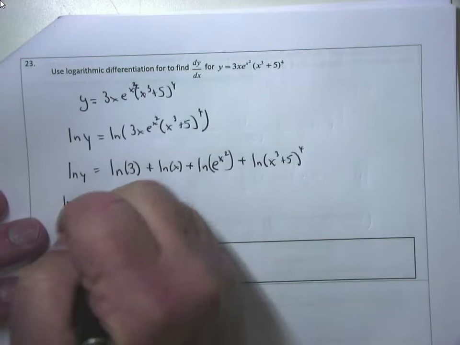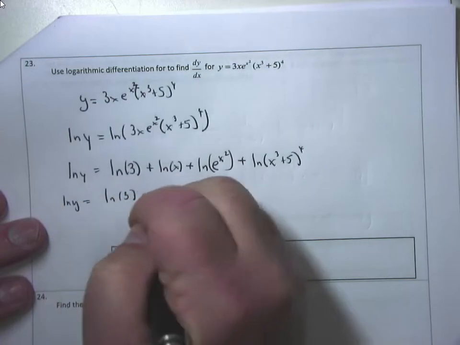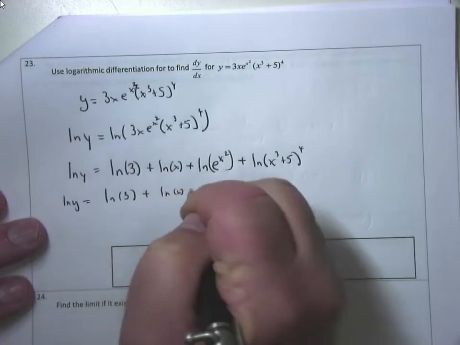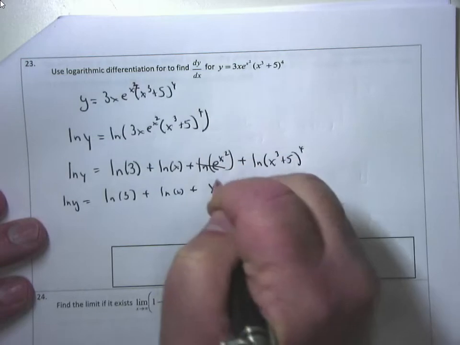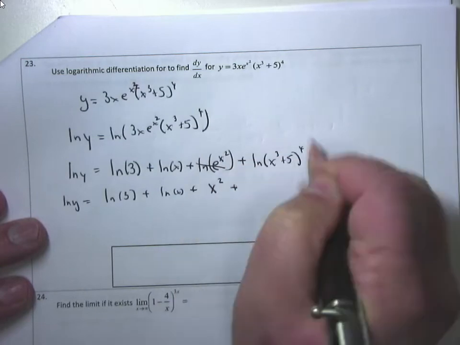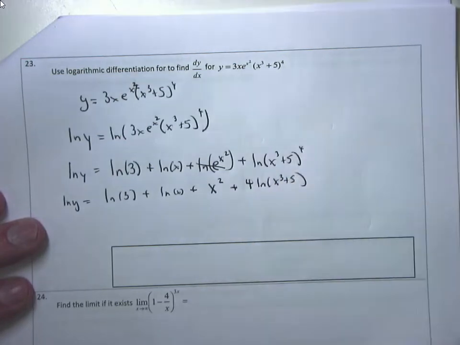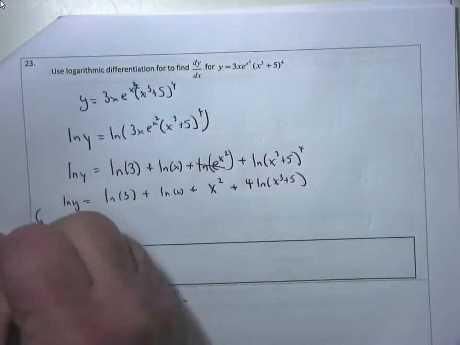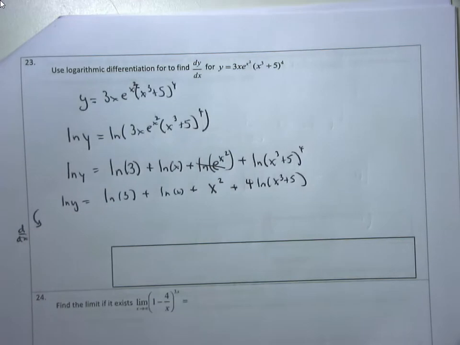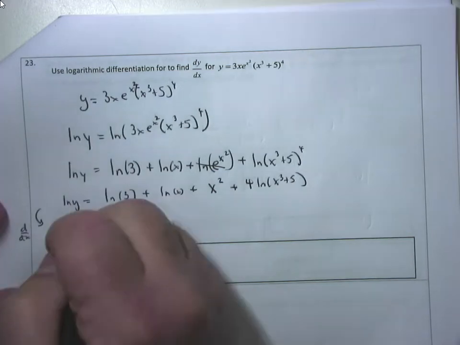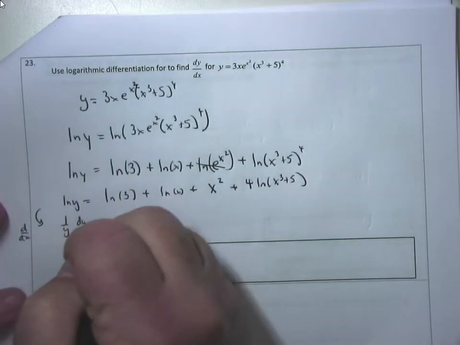The natural log of y equals the natural log of 3 plus the natural log of x plus natural log of e to the x squared, these cancel, so that's just x squared, plus powers get to go out front, 4 natural log of x cubed plus 5. Now, your step number 3 is take the derivative with respect to x. What's the derivative natural log of y? Catch a pattern. Well, it's 1 over y times dy over dx.